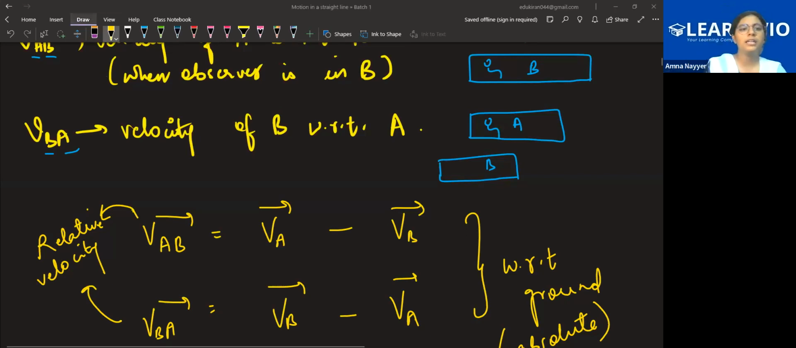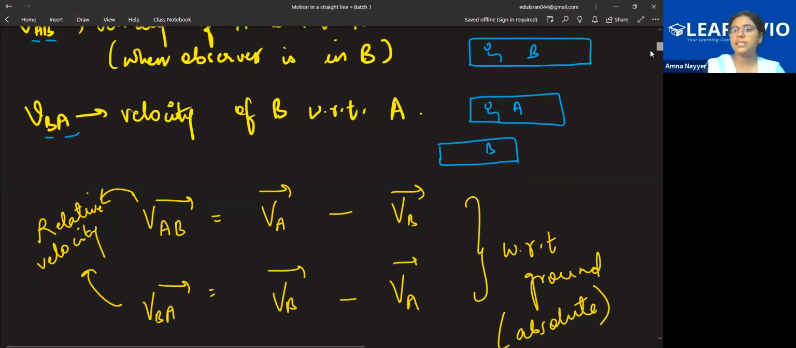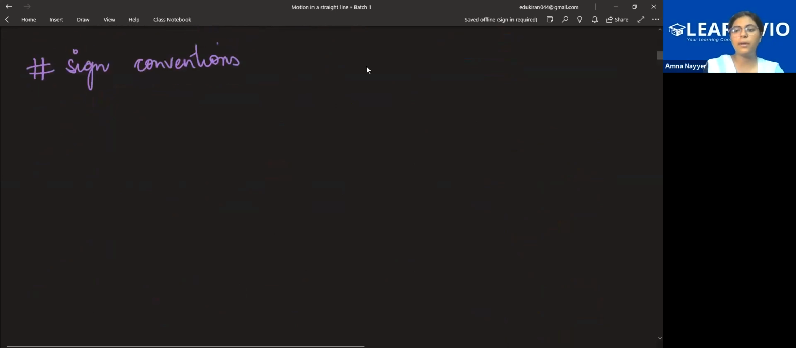All right. Now, see the sign conventions. How do we follow the sign conventions here? See, class, again, the way we have discussed motion under gravity. When we were discussing motion under gravity, what did we see? We studied that one direction we take as positive, one direction we take as negative.